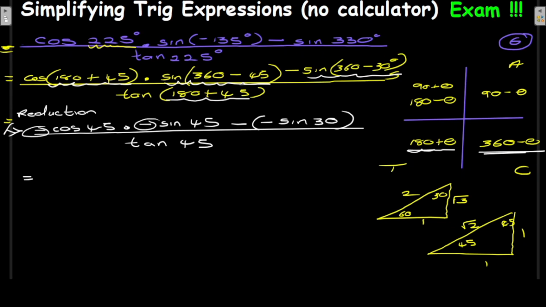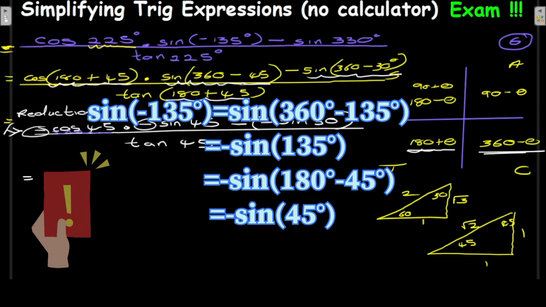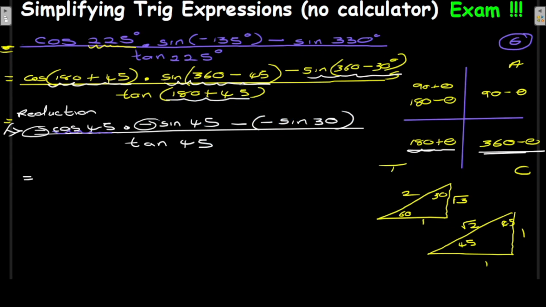All right, cool. Now we're going to simplify the numerator. We notice that we are already multiplying 2 negative signs. So a negative times a negative becomes a positive. So what we're just going to have now is cos 45 times sine 45 plus sine 30, divided by tan 45. But now you just need to know your SOHCAHTOA, right? So I'm just going to simplify the special angles now and take them out.